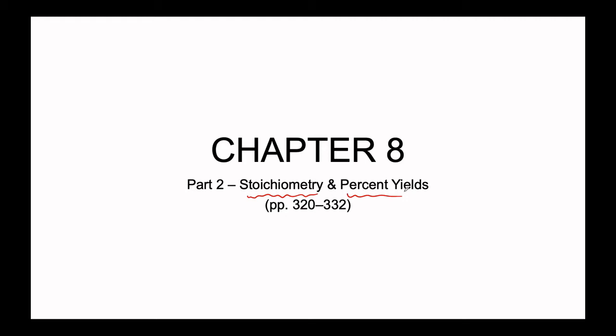So part 1 was balancing chemical equations, and now here in part 2 we are going to use those balanced equations in order to see how we can really make sense of data gathered in lab pertaining to chemical reactions via stoichiometry and a calculation of the percent yield.